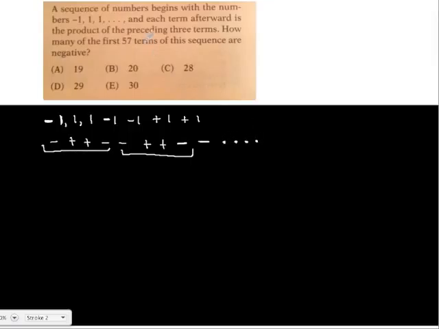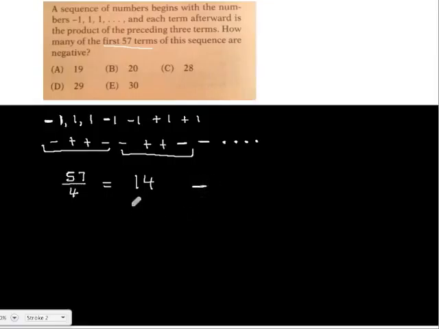The question is, how many of the first 57 terms of this sequence are negative? Well, we know that there are 2 negatives in a group of 4. So let's figure out how many groups of 4 are found in 57, and if we double that, we'll figure out how many negatives, right? So 57, how many times 4 will go into 57? 1 4s are 4, 4 4s are 16, and there's a remainder of 1. I'm just going to put a 1 remainder here.